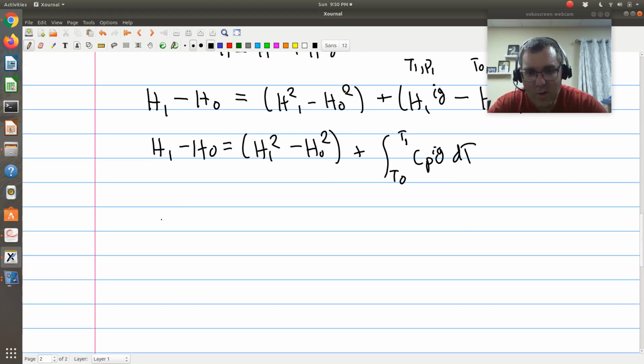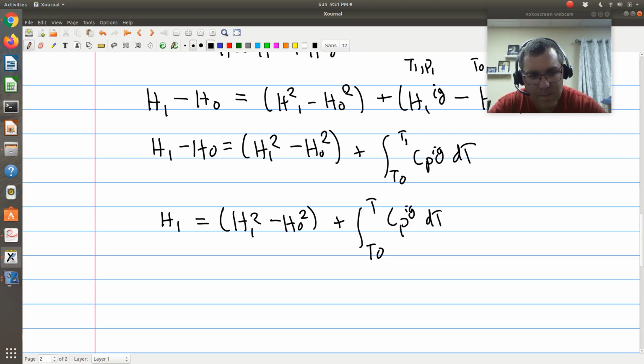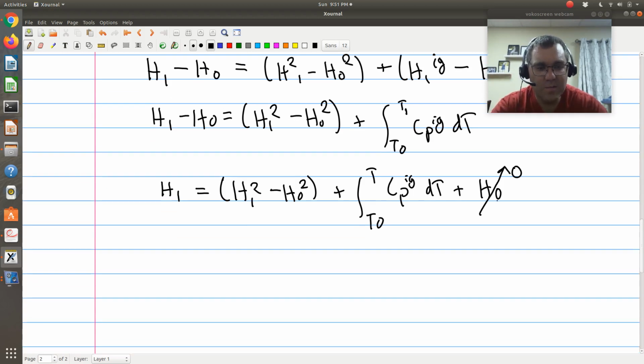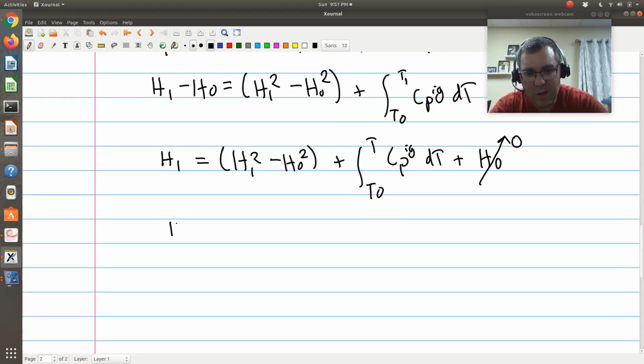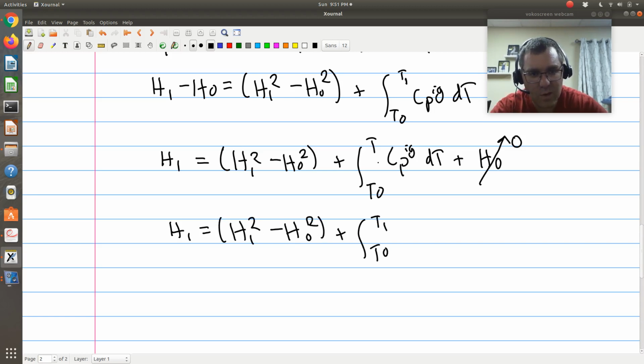Then rearranging, I'm going to write H1 is equal to H1 residual minus H naught residual plus the integral from T naught to T1 of Cp ideal gas dT, plus H naught. Well, H naught is our reference state enthalpy, which is how we define our zero. So if I wanted to calculate H1, H1 would just be H1R minus H naught R plus the integral from T naught to T1 of Cp ideal gas dT.